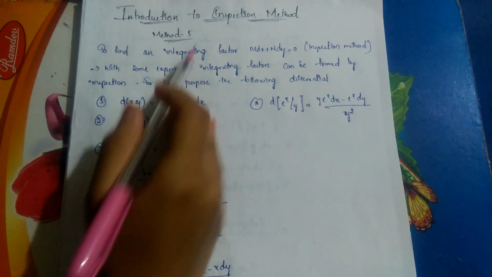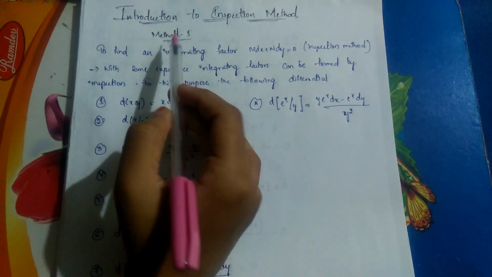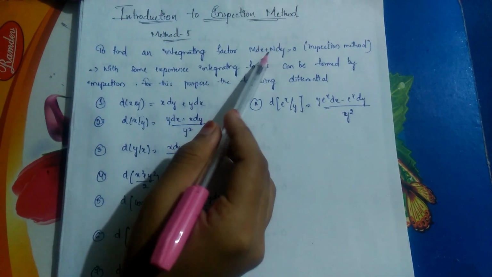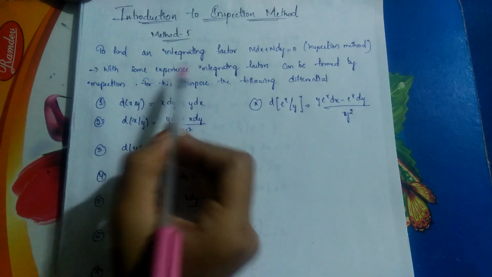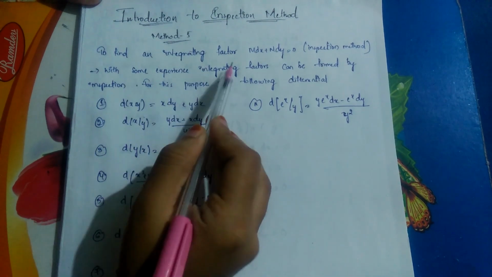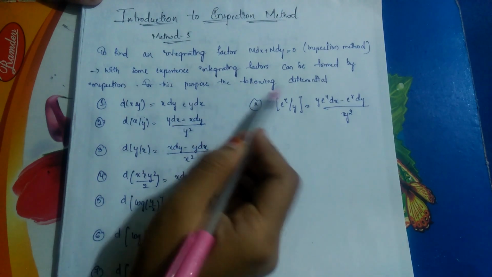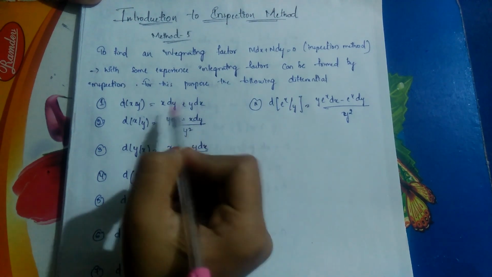Here we should discuss the inspection method, which is method 5. So to find an integrating factor for M dx plus N dy equals 0, with some experience, integrating factors can be formed by inspection. For this purpose, the following differentials are given here.